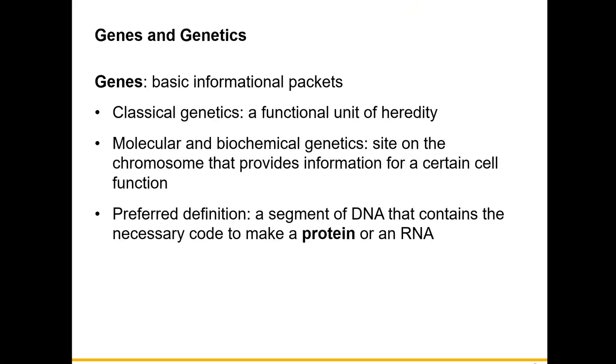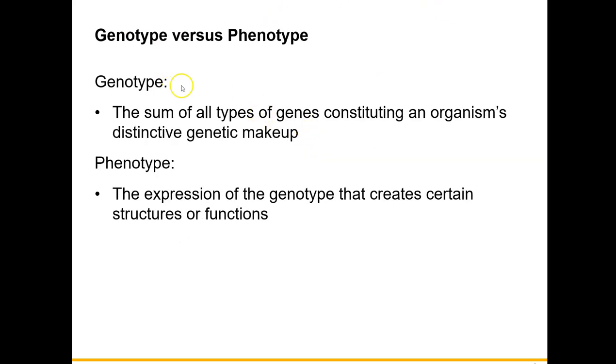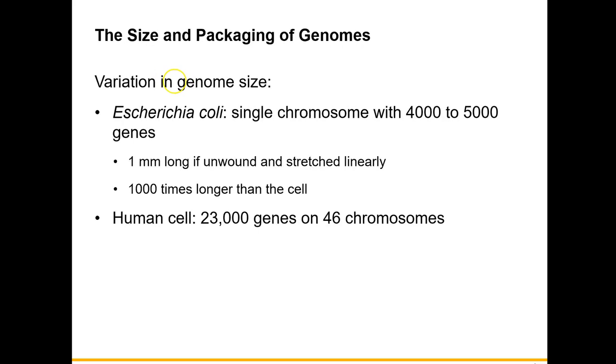Genes are the basic informational packets. In classical genetics, a gene is a functional unit of heredity. In molecular and biochemical genetics, it is the site on the chromosome that provides information for a certain cell function. A preferred definition is a segment of DNA that contains the necessary code to make a protein or an RNA. The genotype is the sum of all types of genes constituting an organism's distinctive genetic makeup. So that's the genes. And then the phenotype is the physical characteristic of that gene. So the expression of that genotype will make certain structures or functions.